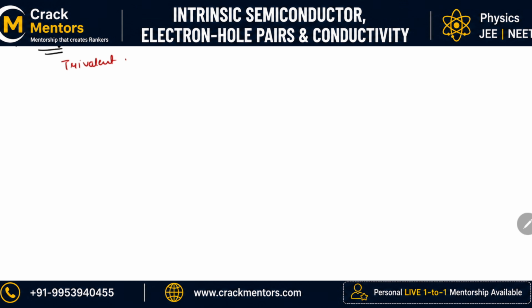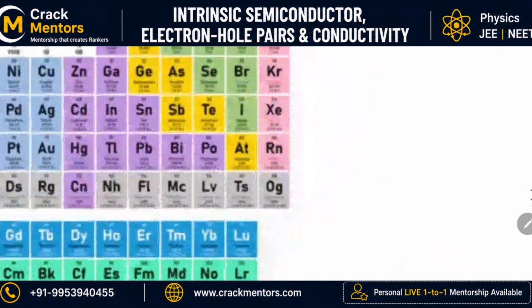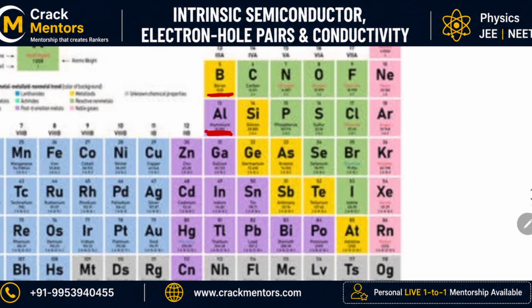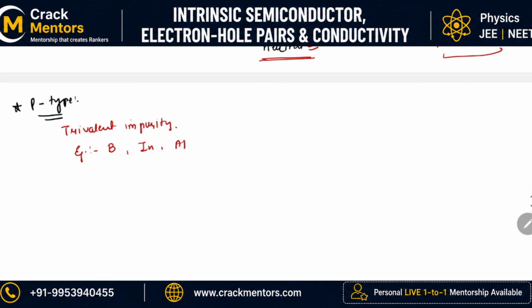It is having a trivalent impurity. What does trivalent impurity mean? Trivalent impurity means that it is doped with a group number 13 element, which is boron, indium and aluminum. Just have a look at the periodic table: boron, aluminum, gallium, indium. So these are the ones with which you can dope your semiconductor. So my p-type semiconductor will have a trivalent impurity, which will contain boron, indium, aluminum, etc.